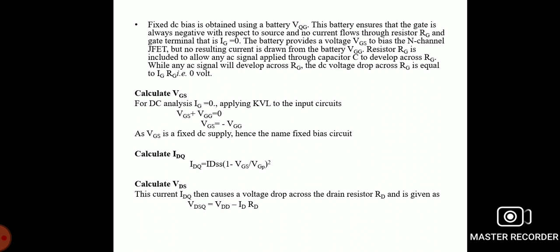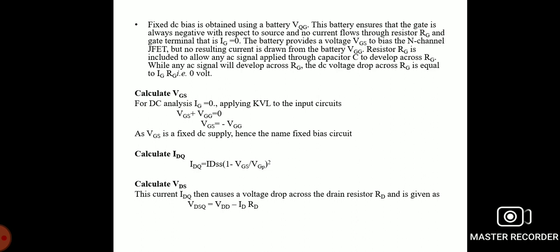It is the initial condition for applying Kirchhoff's voltage law to the input side of the circuit. So now we get the equation: gate source voltage plus VGG is equal to 0. So the gate source voltage is equal to minus VGG. As the gate source voltage is a fixed DC supply, hence the name fixed bias circuit.